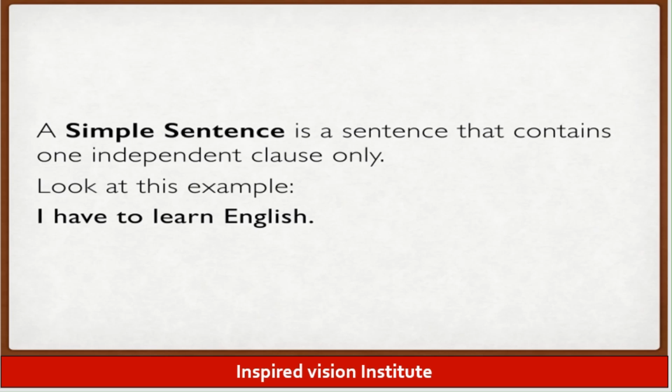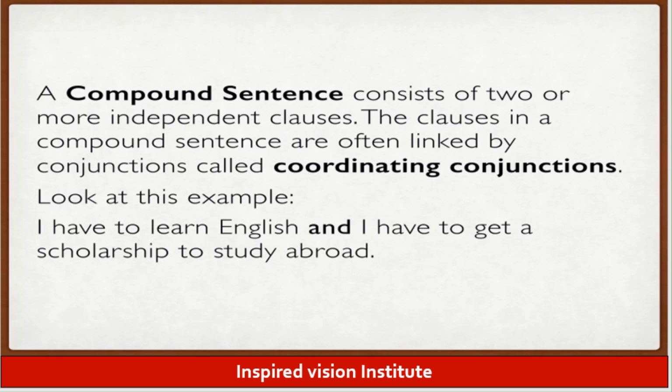There are some kinds of sentences. A simple sentence is a sentence that contains one independent clause only. Look at this example: I have to learn English. It is an independent clause. It bears one idea in it, and it gives complete sense. It starts with a capital, it ends with a period. So this is a complete sentence. This is called a simple sentence.